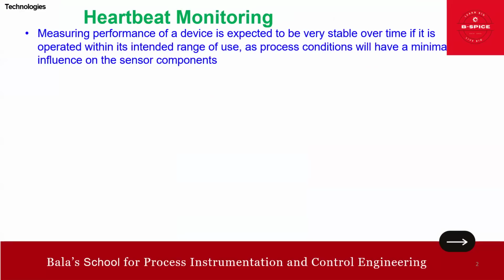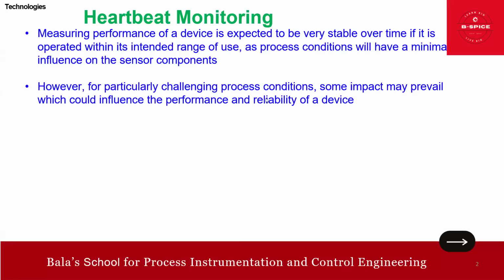Heartbeat monitoring. The measuring performance of a device is expected to be very stable over time if it is operated within its intended range of use, as process conditions will have a minimal influence on the sensor components. However, for particularly challenging process conditions, some impact may occur which could influence the performance and reliability of a device. You got it, friends?